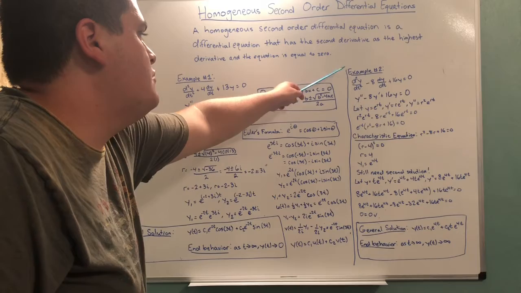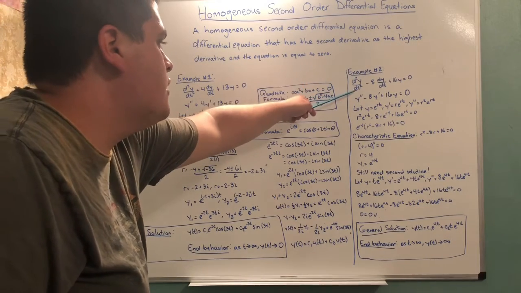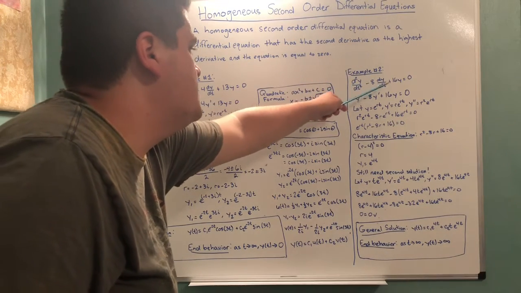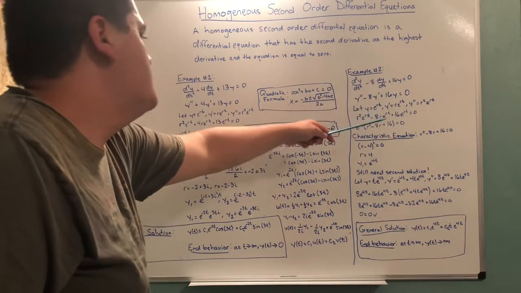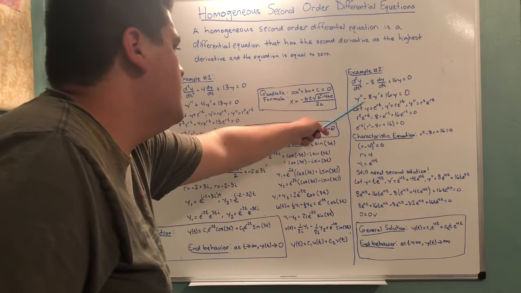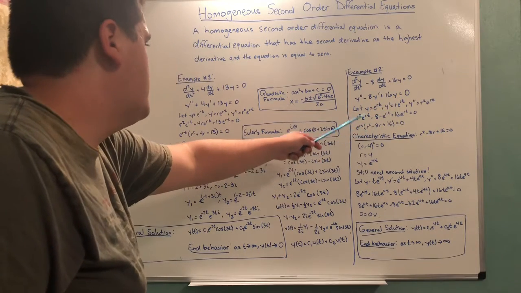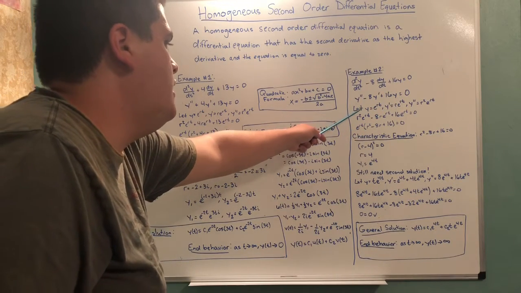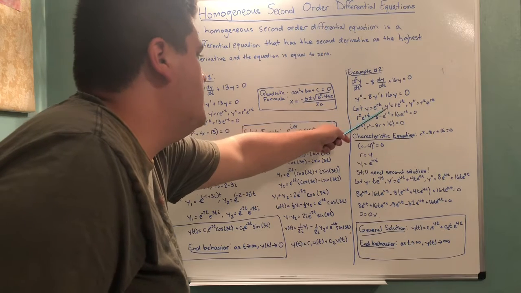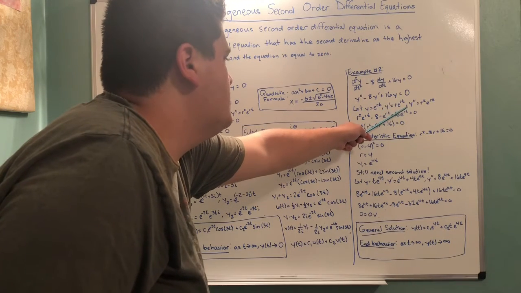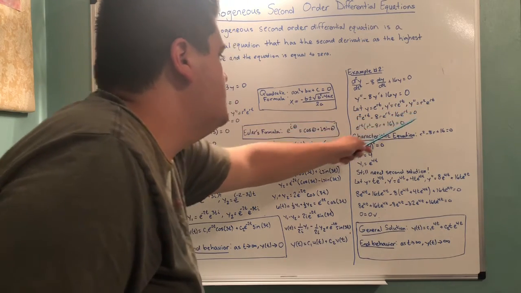For our second example, we have d squared y over dt squared minus 8 dy over dt plus 16y equal to 0. This can be rewritten as y double prime minus 8y prime plus 16y equals 0. Very similar to our previous example, we're going to let y equal e to the rt, y prime equal r e to the rt, and y double prime equal r squared e to the rt.